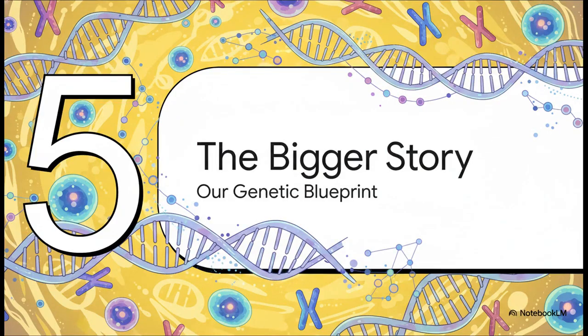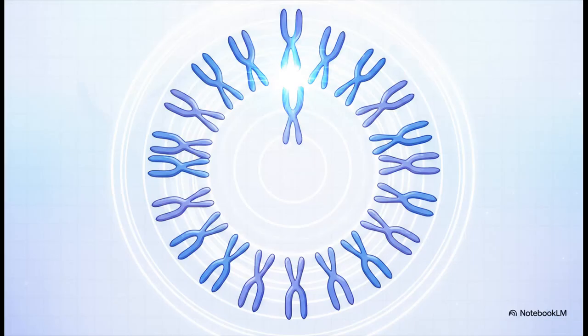So, okay, we've looked at these specific examples. What's the bigger story here? What's the big takeaway about our genetic blueprint? I think the most important thing to remember is just how incredibly precise our genetic blueprint is. The gain or loss of just one single chromosome, one tiny little package of DNA out of 46, can have these massive, wide-ranging consequences for a person. It really just goes to show you how delicate that genetic balance truly is.